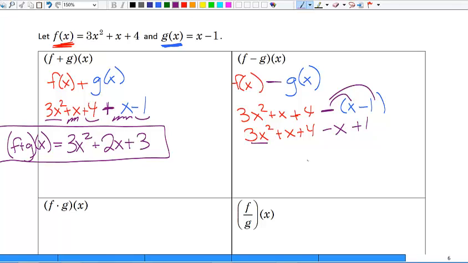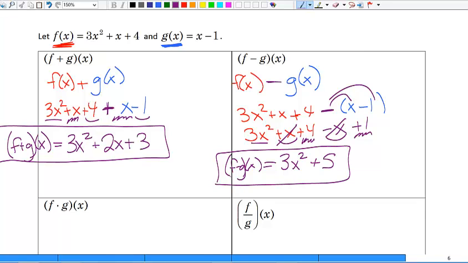And then I'm just going to combine like terms. We have 3x squared. Then I have plus x minus x. Well, that adds to 0. And then lastly I have plus 4 plus 1. That's plus 5. So f minus g of x is equal to a new function, 3x squared plus 5.